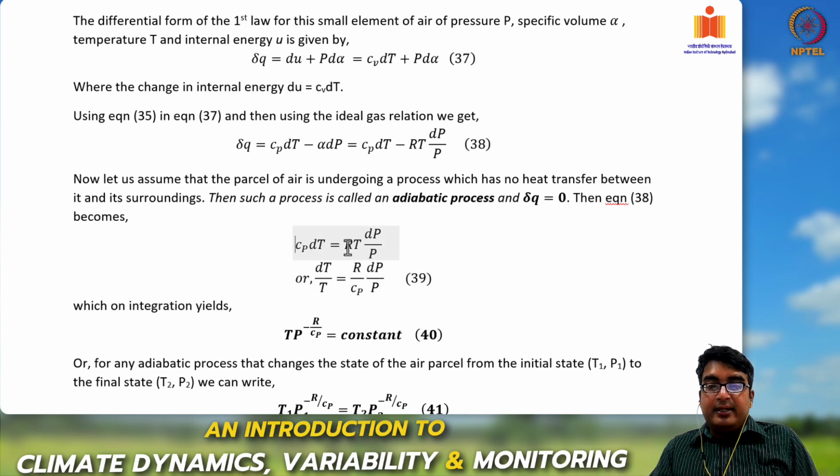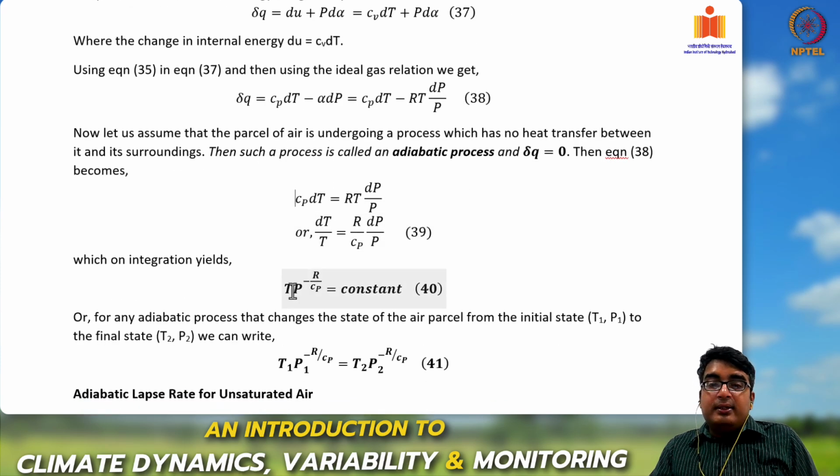So we have taken the T here and R by Cp on this side. This is a differential equation that we can easily integrate because this is d of log T and this is d of log P. Doing this, we get as the final expression that temperature times pressure to the power minus R by Cp is a constant. This is the expression for an ideal gas experiencing an adiabatic process where there is no heat transfer between the ideal gas and its surroundings. In this case, the temperature and pressure of this ideal gas will have this relation according to equation 40.